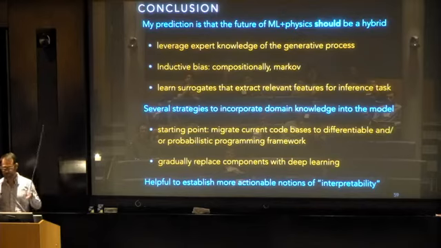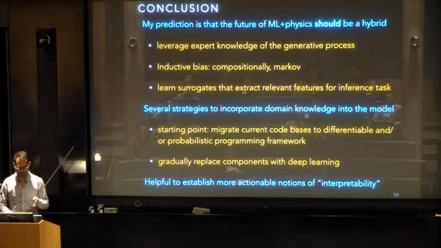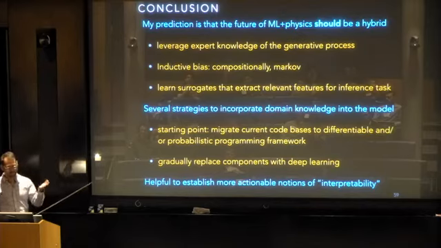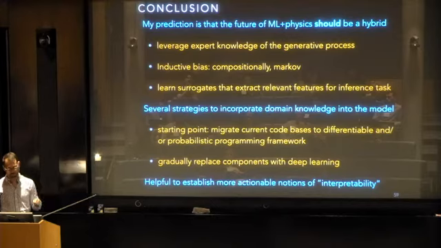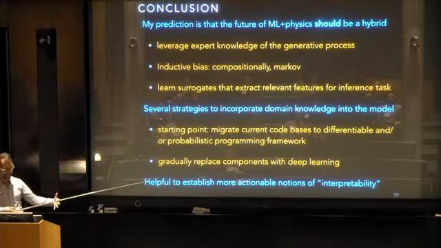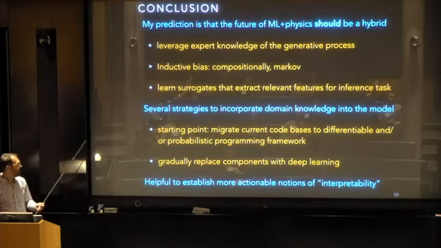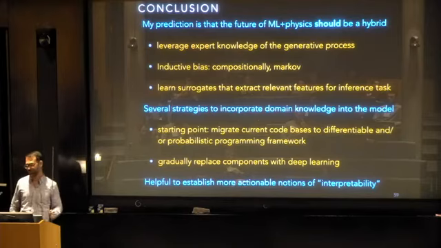So my conclusion from all of this is basically that we're going to need to leverage expert knowledge and take advantage of the generative process, include all sorts of inductive bias if we can. And I don't think we're going to be replacing physicists. I think it's going to be a very nice hybrid relationship between them. And that's it. Okay, thank you very much.